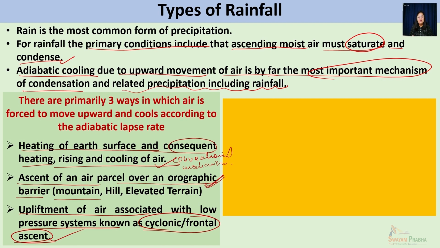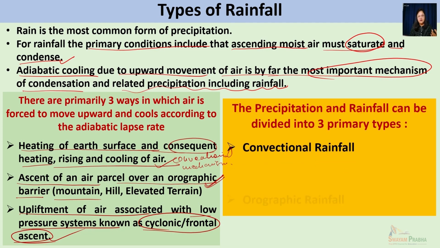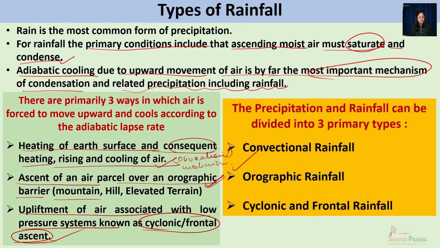So based on these three ways in which the air can be lifted and cooled down leading to precipitation, we have three primary types of rainfall. First one is the convectional rainfall, second one is the orographic rainfall, and third one is the cyclonic and frontal rainfall. So these are the three primary types of rainfall which are found around the globe. So we will discuss them one by one now.